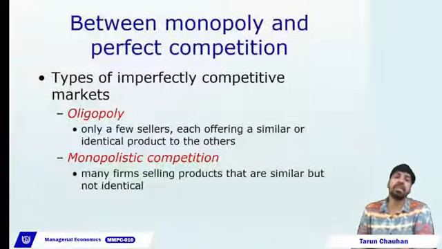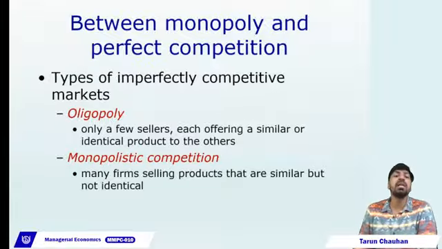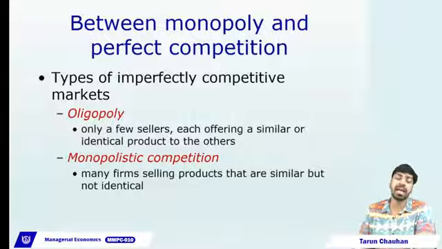Between monopolistic competition and perfect competition: perfect competition is a case of a pure market. When we talk about types of imperfectly competitive markets, there are two categories, oligopoly and monopolistic competition. In an oligopoly, a few sellers offer similar or differentiated products to customers. In monopolistic competition, many firms sell products which are very similar but not identical.